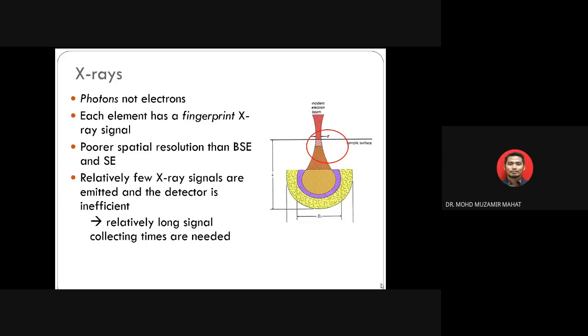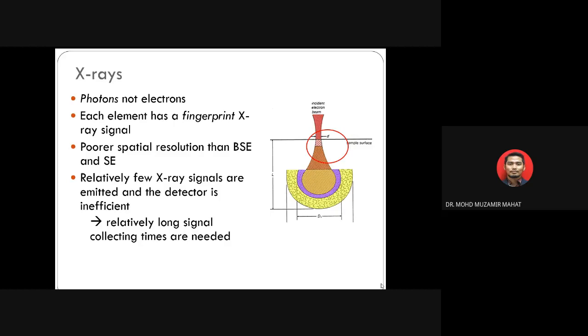Talking about X-rays, X-rays are photons. They are not electrons. Electron is the source in SEM, but X-ray is the response, or the signal that we will be getting after interaction with the first incoming electron. It has poorer spatial resolution than BSE and secondary electrons.